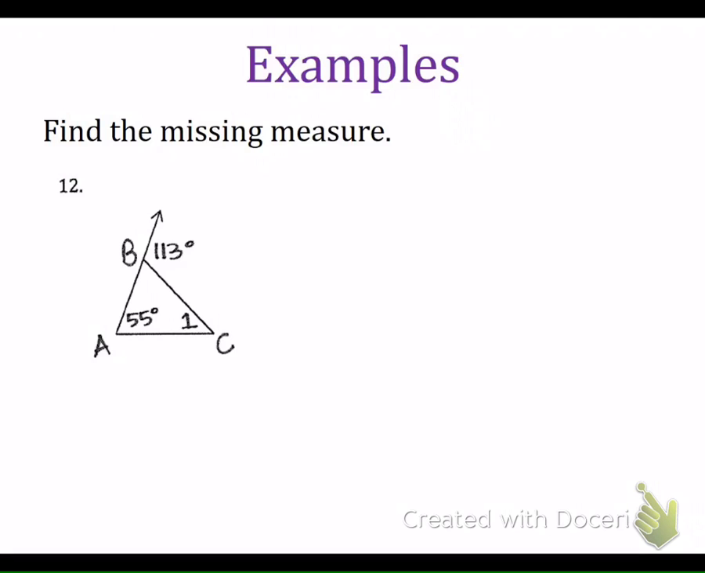Find the missing measure. We're looking for the measure of angle 1. We're looking for this guy out here. We have an exterior angle. We have an interior angle. We're looking for the other interior angle. Is it 11? No. 12? No. Wouldn't it be like 58? 55? Is it 11? No, that's like 40 something.